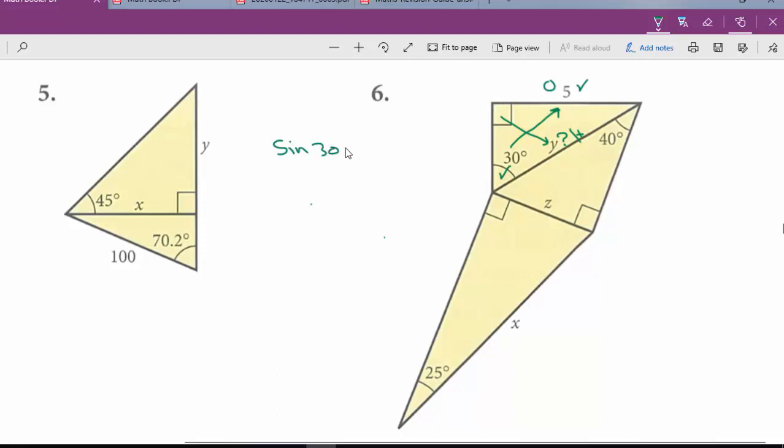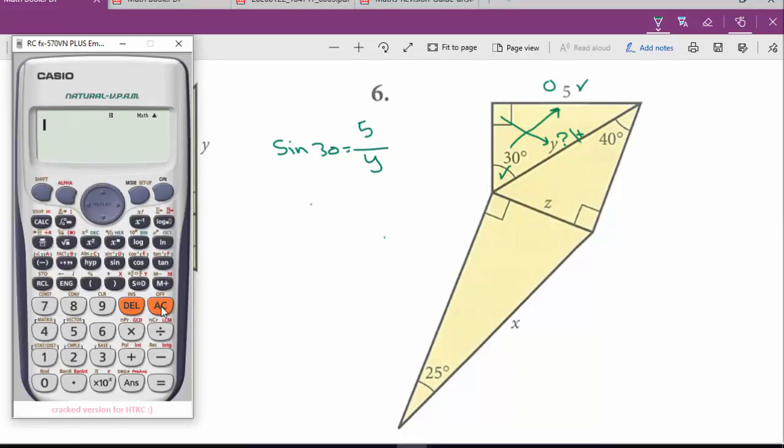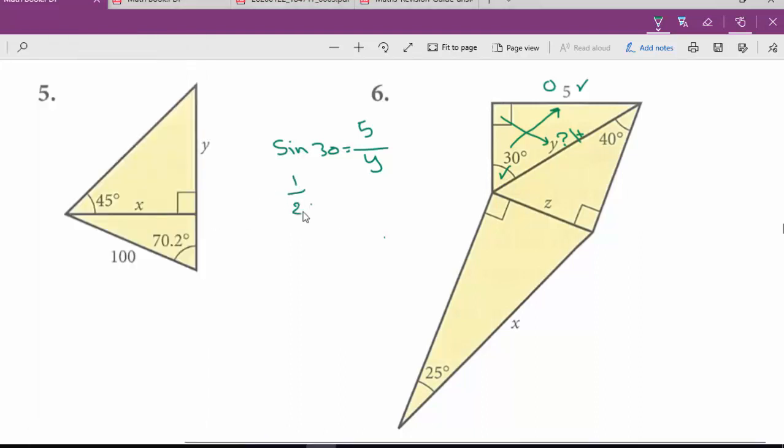Sine of 30 is equal to opposite over hypotenuse, 5 over y. Sine of 30 is equal to 1 over 2. Then 1 over 2 is equal to 5 over y. It's okay to write 0.5 is equal to 5 over y. Now the y, the missing side is in denominator. We have to flip. 2 over 1 is equal to y over 5.